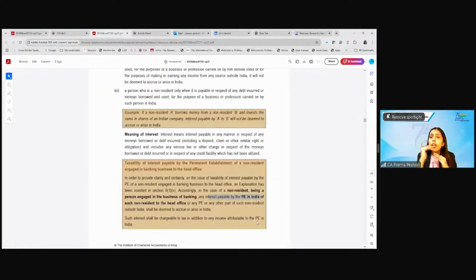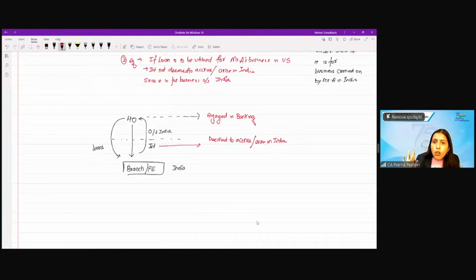Since here we are talking about two different countries, we are saying that this interest will be deemed to accrue or arise in India for what? For whom? For the HO. Because HO is the entity which will file its return of income. Branch is not a person in the Income Tax Act. Branch is not a separate entity itself. So branch will never file the return. First of all, to file a return, you have to be a person. Is branch a person or HO a person? HO is a person. So the income cannot be deemed to accrue or arise in India for the branch. It has to be for the HO.